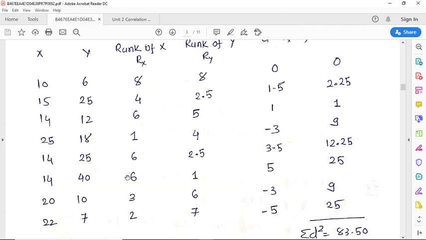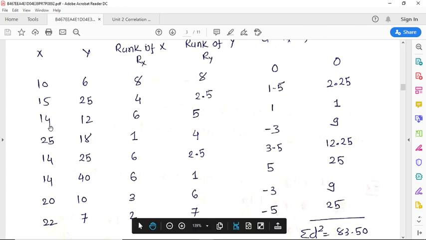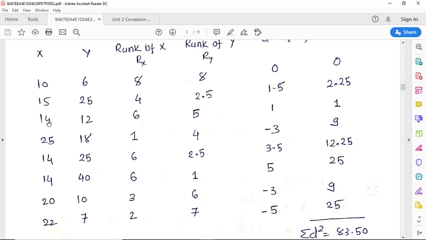Clear? Again, repeat that. 14 would be in the place of 5th rank, that is the 6th rank, and it is the 7th rank. Clear? Because there are 3 times repetition. So to assign the rank here, we take the addition first: 5 plus 6 plus 7 is 18, and 18 by 3 will give 6. So assign 6 to each value. So it is 6 here, and 14 is also 14 here, assign 6.